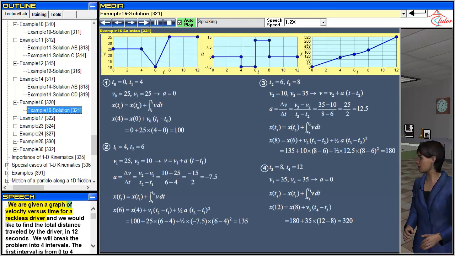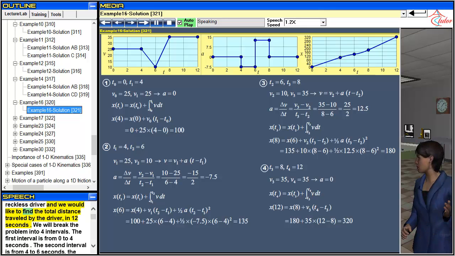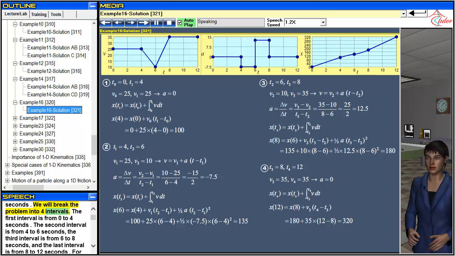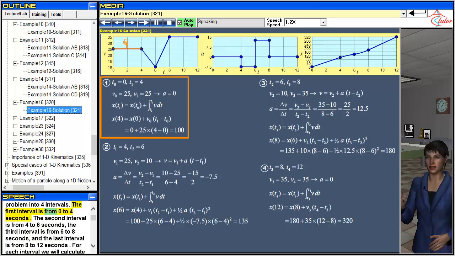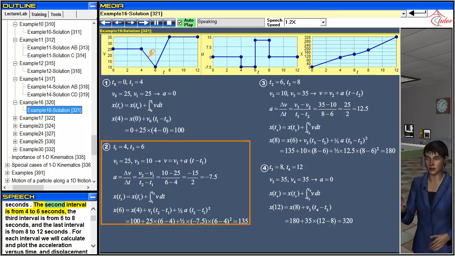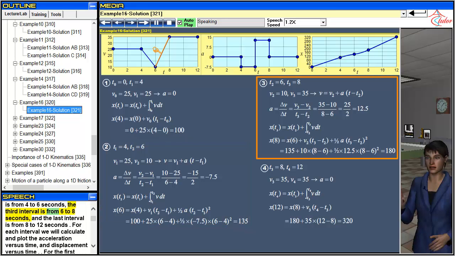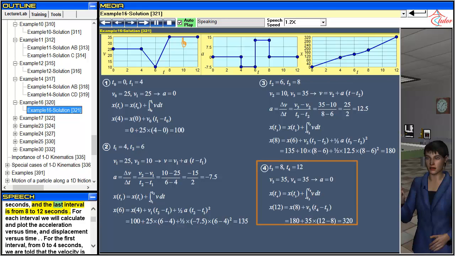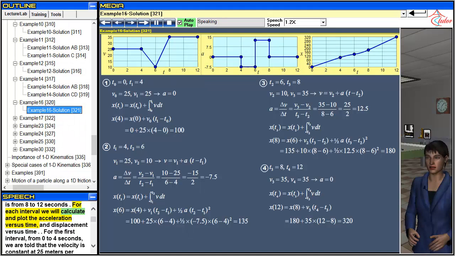We are given a graph of velocity versus time for a reckless driver. And we would like to find the total distance traveled by the driver in 12 seconds. We will break the problem into 4 intervals. The first interval is from 0 to 4 seconds. The second interval is from 4 to 6 seconds. The third interval is from 6 to 8 seconds. And the last interval is from 8 to 12 seconds. For each interval we will calculate and plot the acceleration versus time, and displacement versus time.